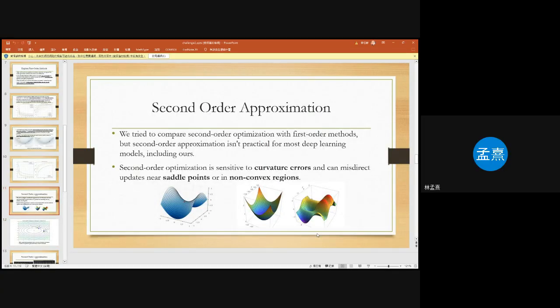So in second order approximation, we try to compare it with first order, but we think it's not practical for most deep learning models. This is because second order optimization is sensitive to curvature errors and can misdirect updates near saddle points, like the plot on the left, or non-convex regions, the plot on the far right. Yeah, next slide.